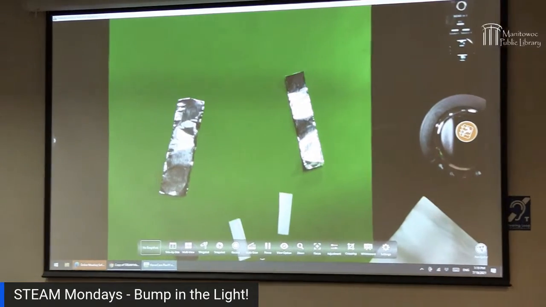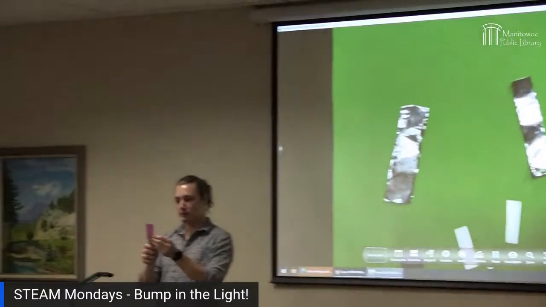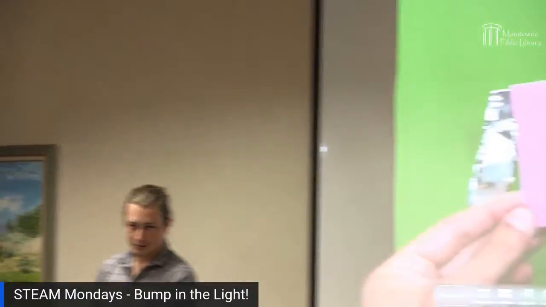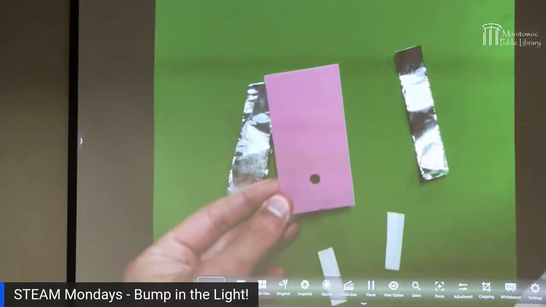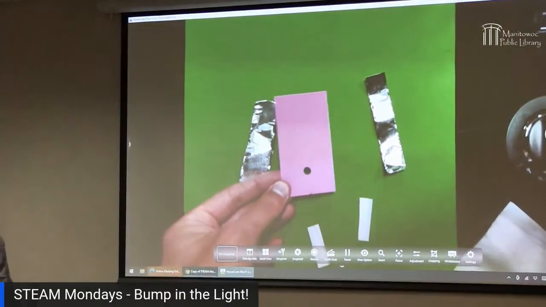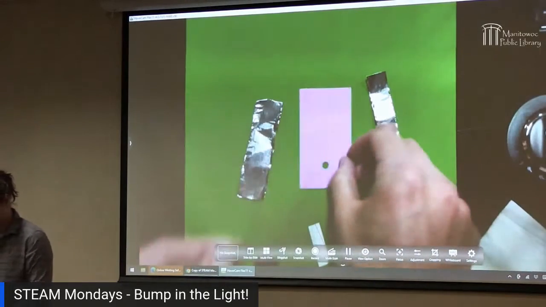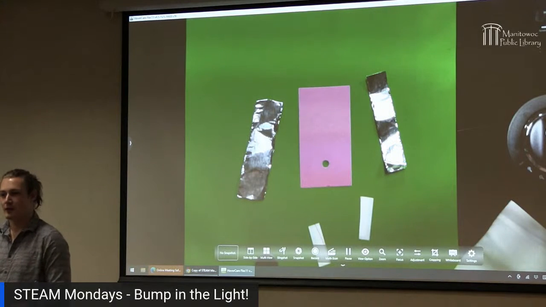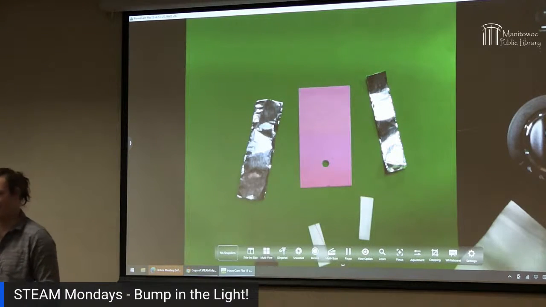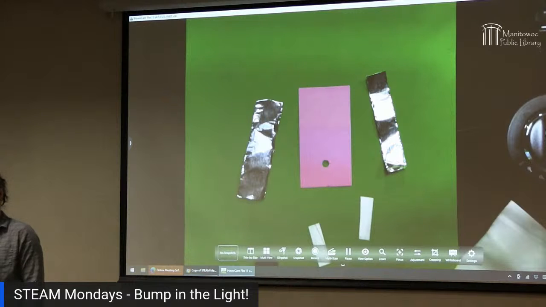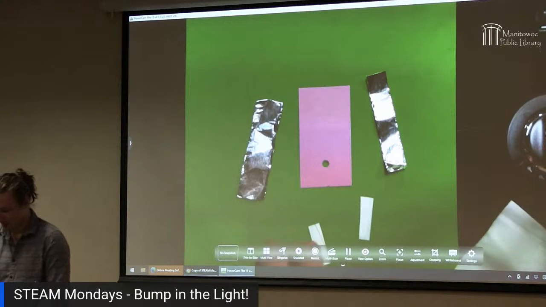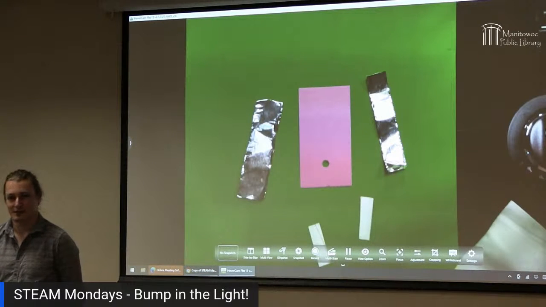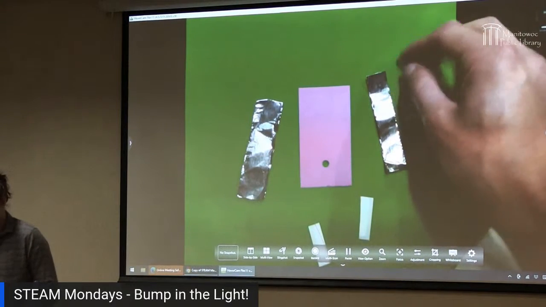Let's slide the hole puncher on the bottom here and punch one out. Just like that, slide it up from the bottom. It doesn't really matter where it is, as long as it's towards the bottom. You got it? Good job.